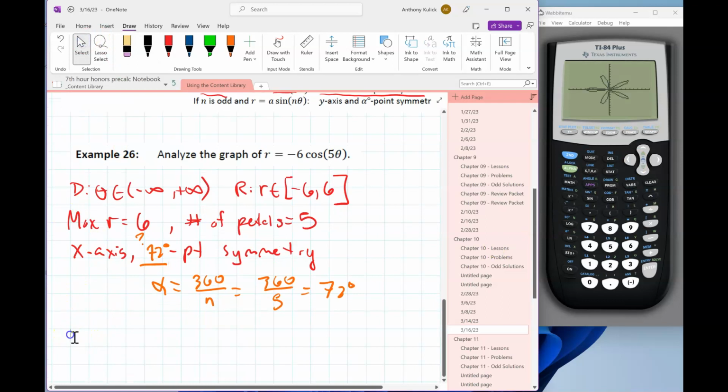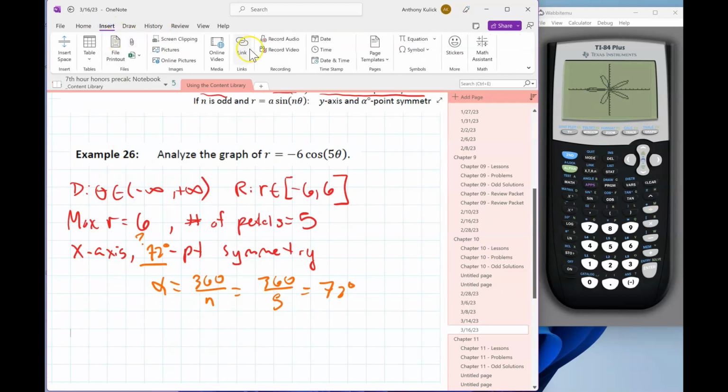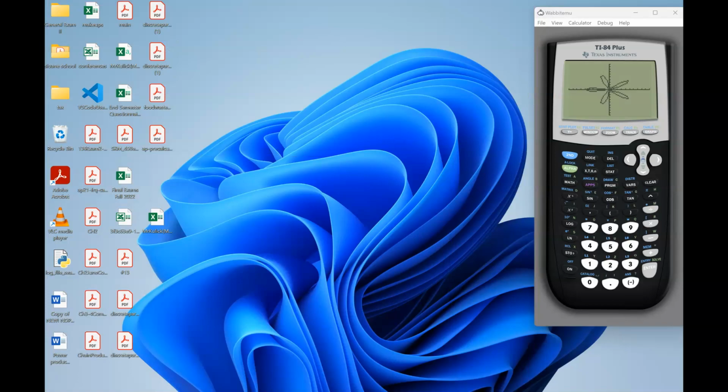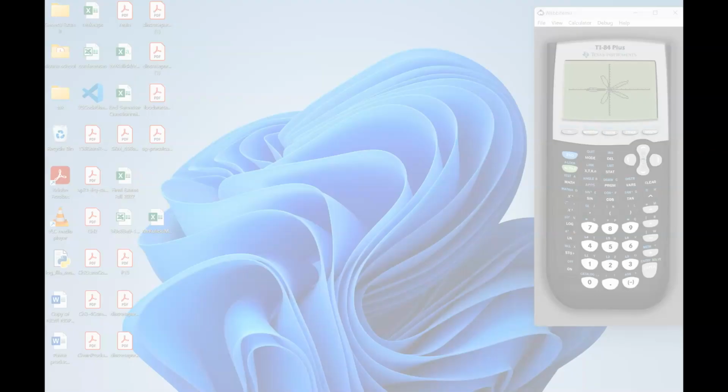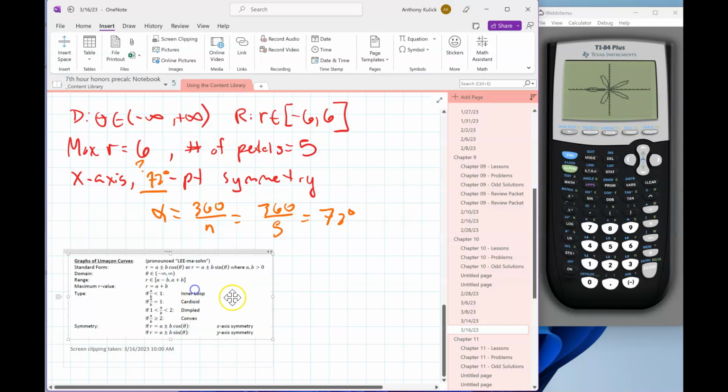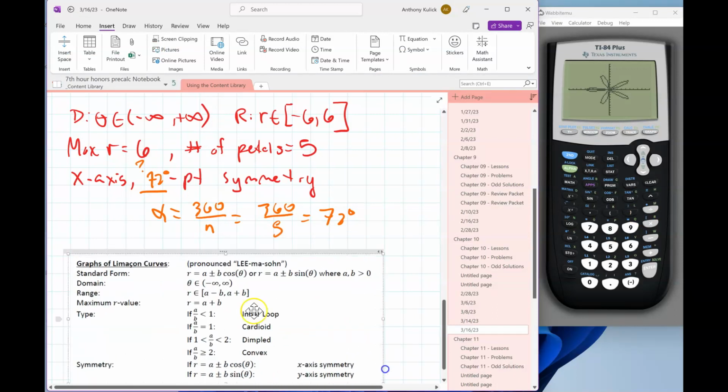All right. There's a second type of polar graph that we're going to care about. These are called limaçon curves.